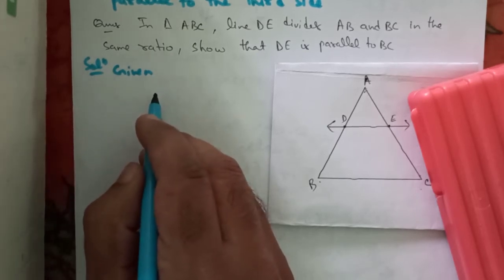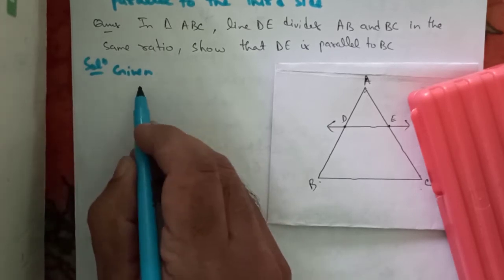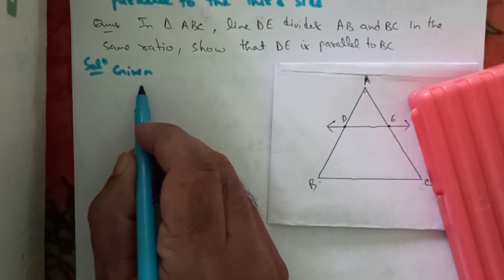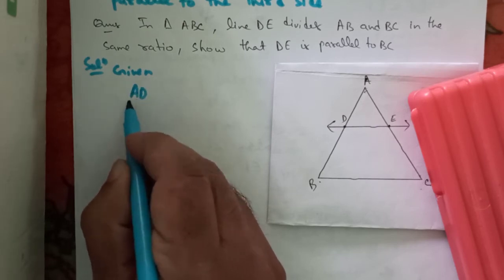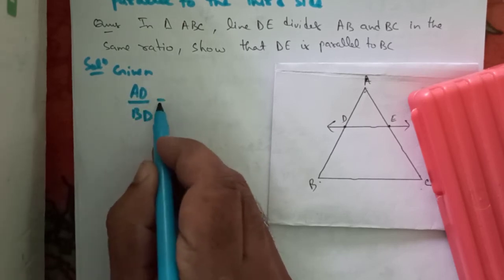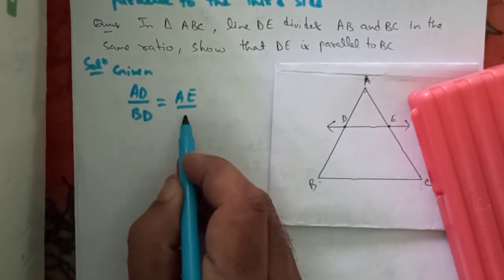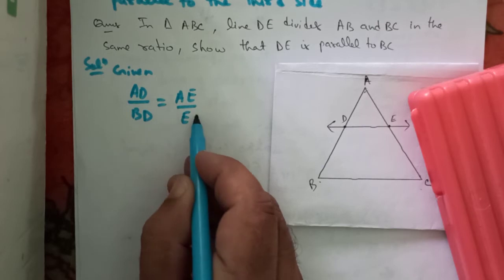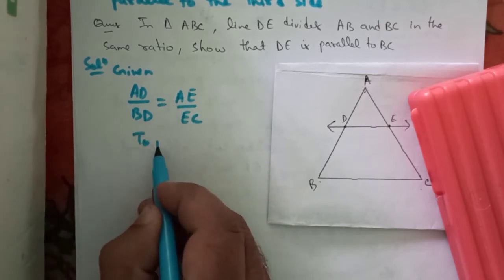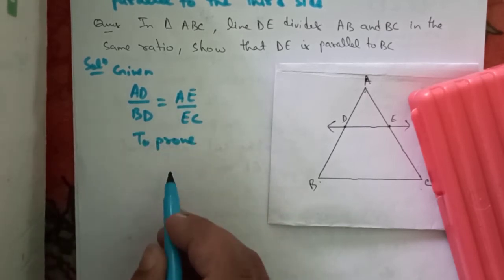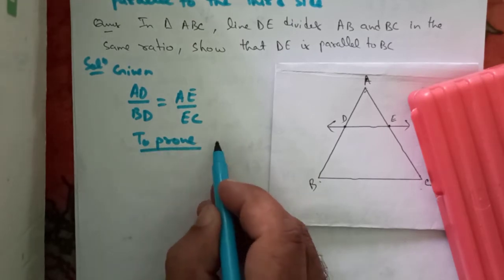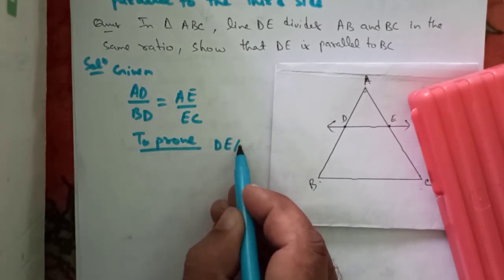What is given? It is given that the ratio in which the line segment AB is divided, AD upon BD, is the same as the ratio in which the line segment AC is divided, that is AE upon EC. This is given, and we have to prove that DE is parallel to BC.